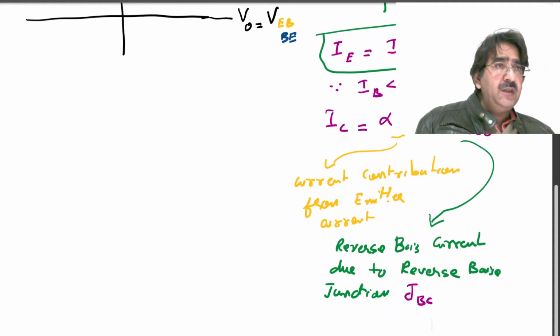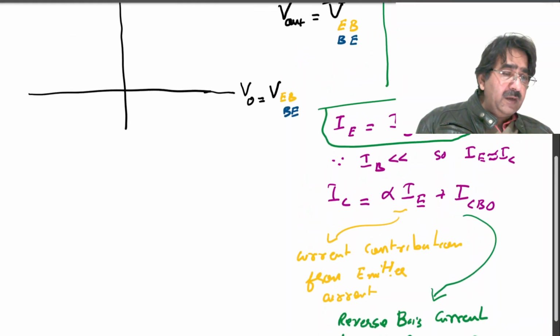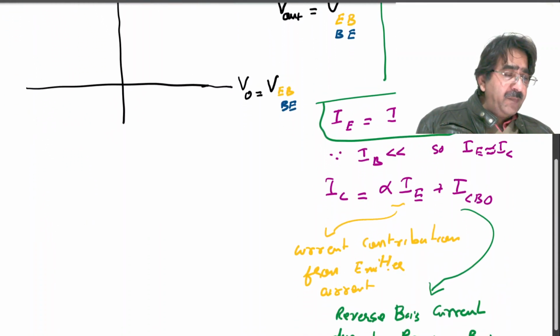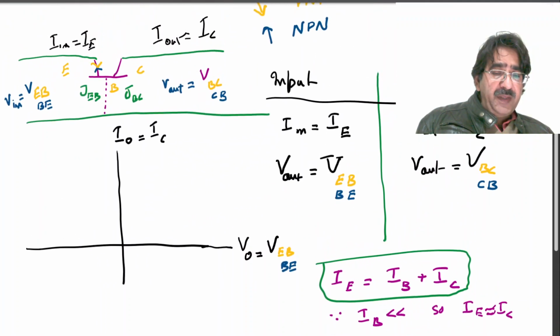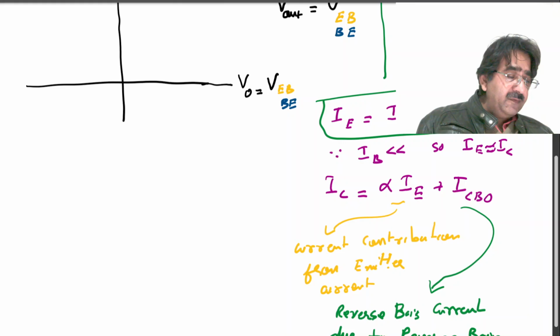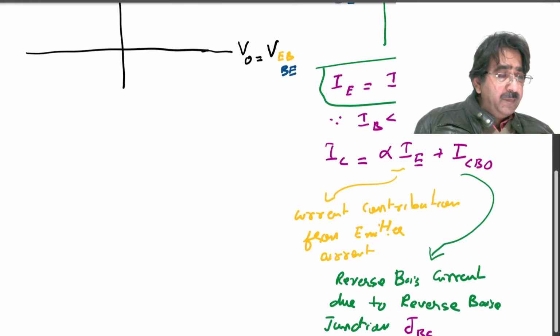One part is contributed from the input characteristic, the input current that is coming from the emitter, and one part will be the output current. The other part will be due to the base collector junction. That will be reverse biased in active mode, which is very important to note.